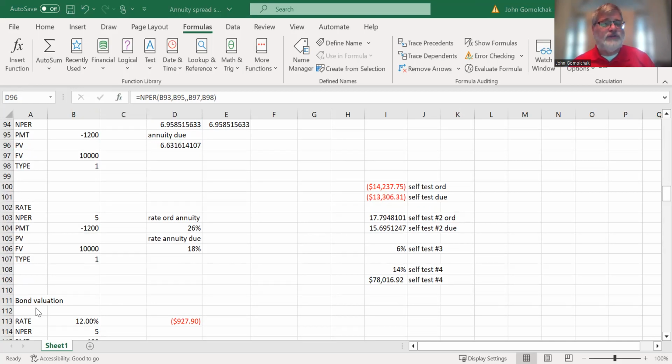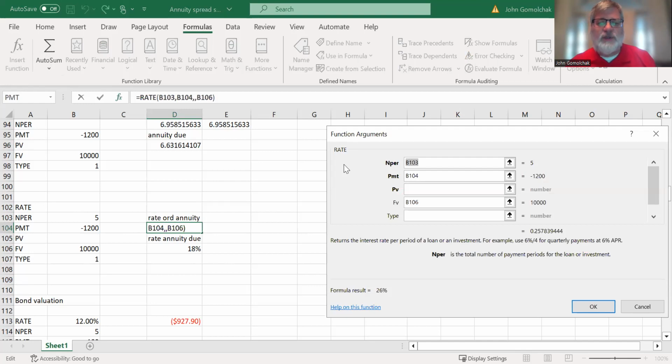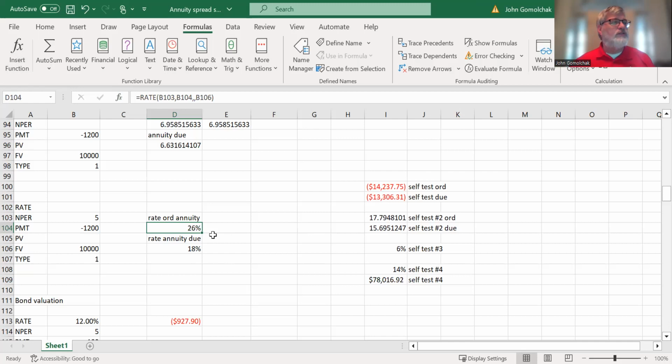Next page, finding the interest rate. So you save $1,200 annually, you still need to get to $10,000 in 5 years. What rate of return would you have to reach your goal? So this is just going to be using the function for finding the rate. So then once again, number of periods, we have that. Payments, we have that. Future value, we know we need to get to 10,000. So if this is an ordinary annuity, we don't have anything under type. We leave it there. We find that it's about 26%.